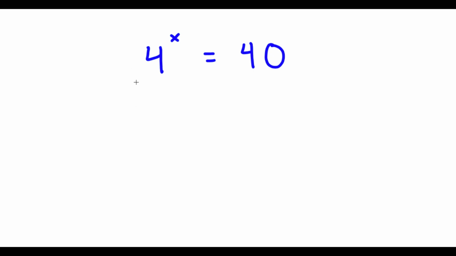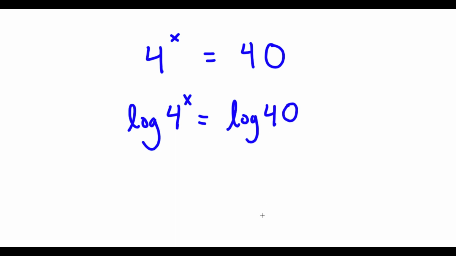Alright, so in this problem, I have 4 to the power of x is equal to 40. To solve this, I'm going to first start by taking the log on both sides. So now I have log 4 to the power of x is equal to log 40.